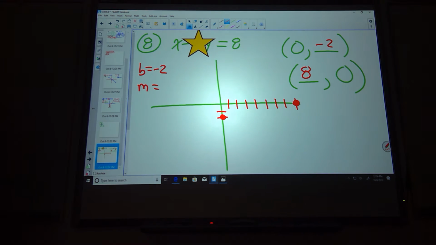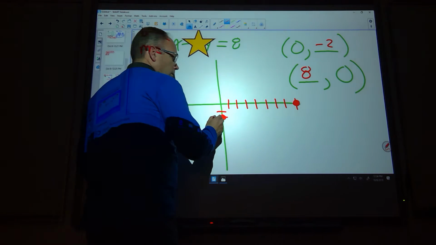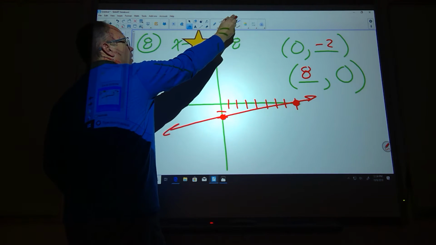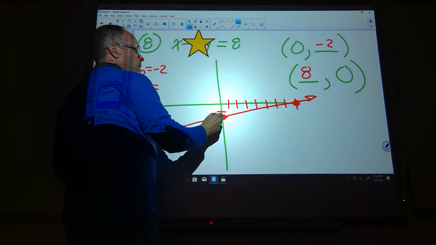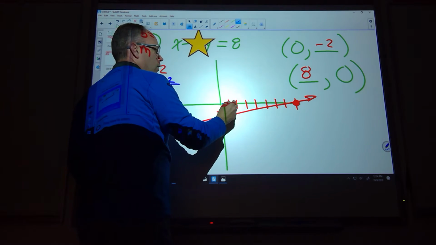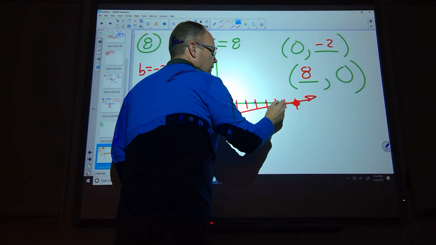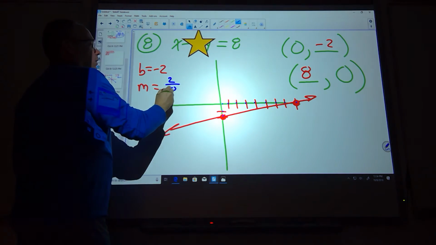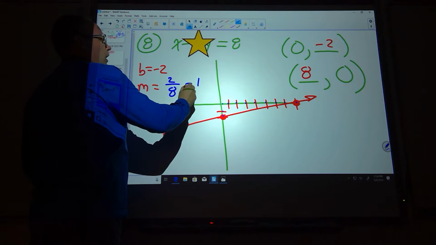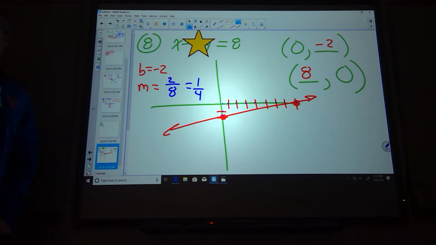Hey, do I have enough information to find the slope without graphing it? Yeah, so hang on. Let me connect my dots best I can. That's supposed to be a straight line. Don't judge. All right, so I'm going to go from this point up 2 and over. Can I reduce that? Yes. What does it reduce to? 1 over 4. Hey, would this be increasing or decreasing? Increasing. Increasing because what's positive? The slope.